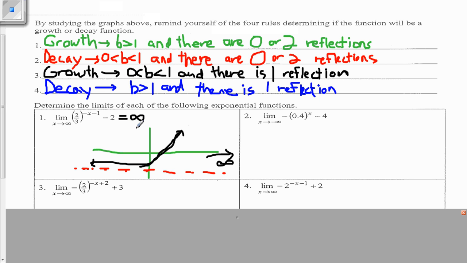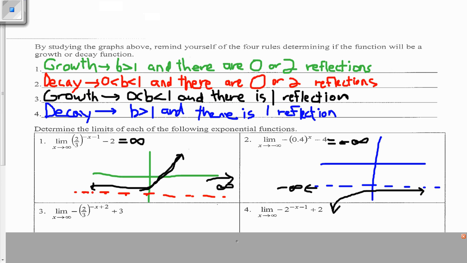So for the first one, the limit is going to approach infinity as x approaches infinity. Second one, the decay factor is 0.4. There's a negative out front, which tells us it's going to be a reflection over the x-axis. So here, as x approaches negative infinity, the limit of the function approaches negative infinity.